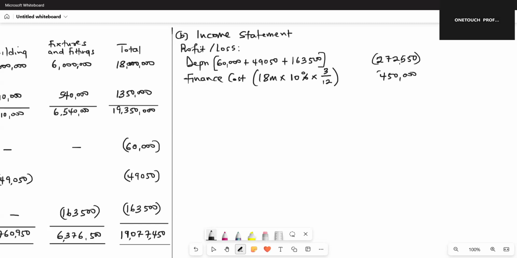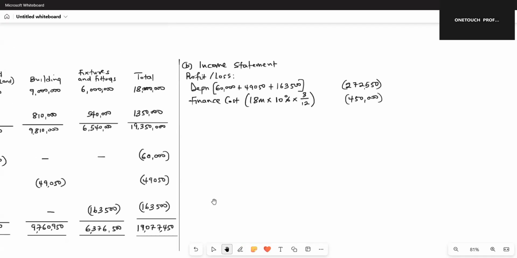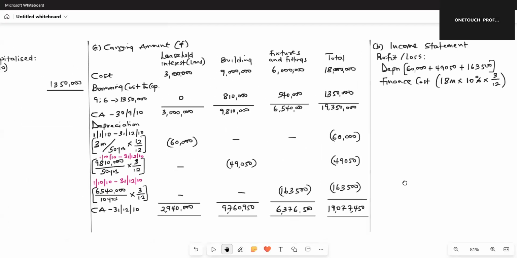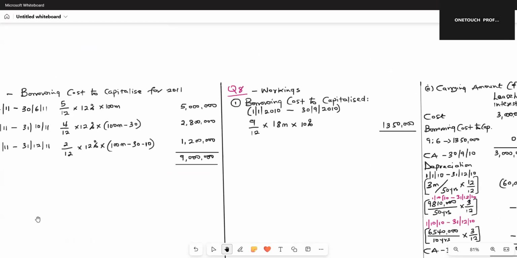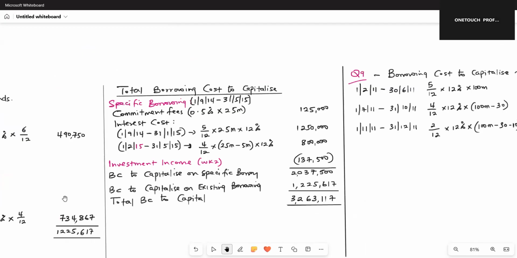They are expensive. We want to put all of that in brackets in the income statement. That's all. And this question came for, I think, 9 marks or so. So technically, I'm done with all the 13 questions. Take your time and go through.